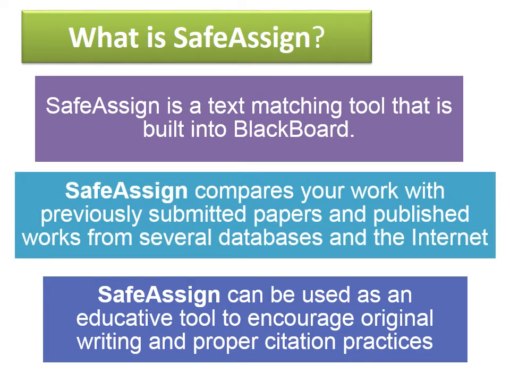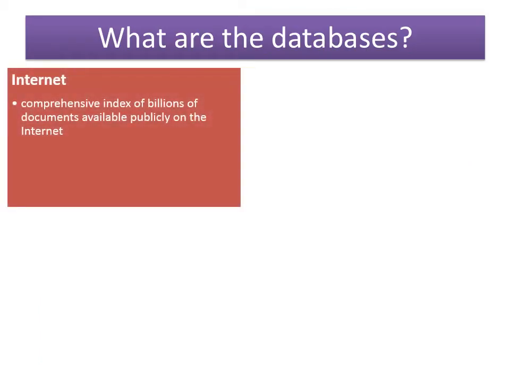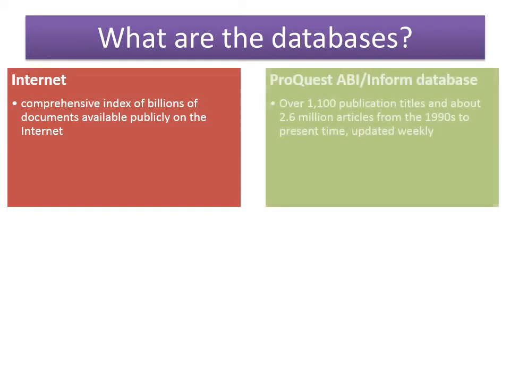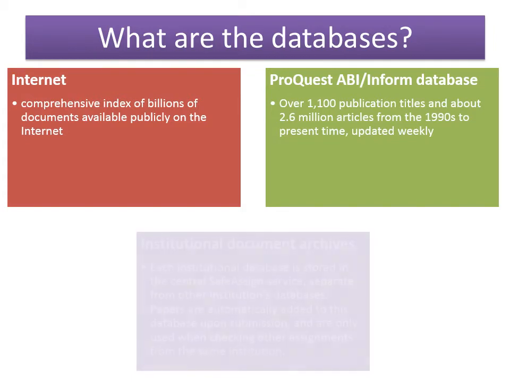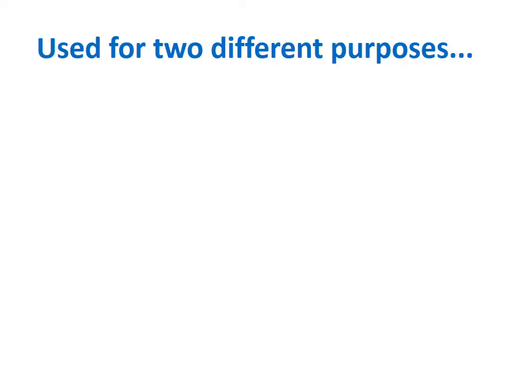Now, it compares your work with previously submitted papers through Notre Dame, as well as papers that have been submitted through other universities, as well as databases and the internet. So, main databases, basically the internet is your main one. It also has a number of the library type of ones, the ProQuest and the Informed database. And finally, it compares it to any other assignments that have been put through the Notre Dame database, as well as some of the global ones.